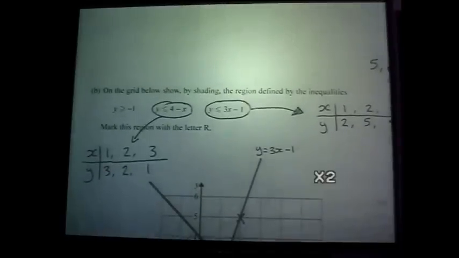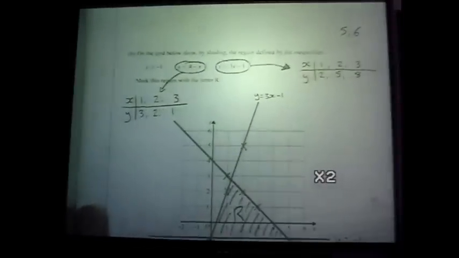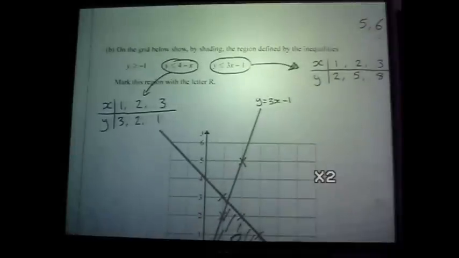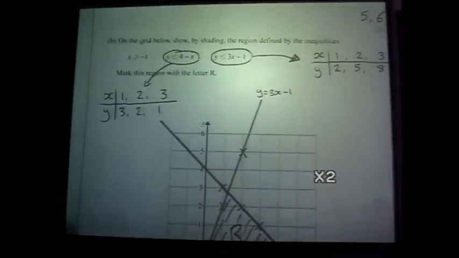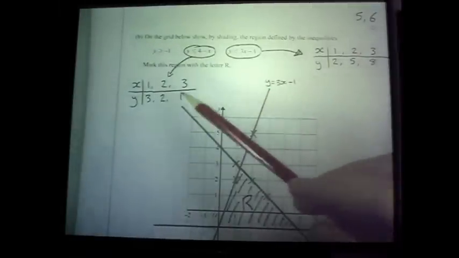Next one is a little bit fiddly, so I'll just leave this here and talk you through it. It says, on the grid below, draw by shading the region identified by the inequalities. Basically that means y is the line y equals -1. So what I've done, look, I've drawn it on and labelled it, y equals -1. This one here, y equals 4 minus x.